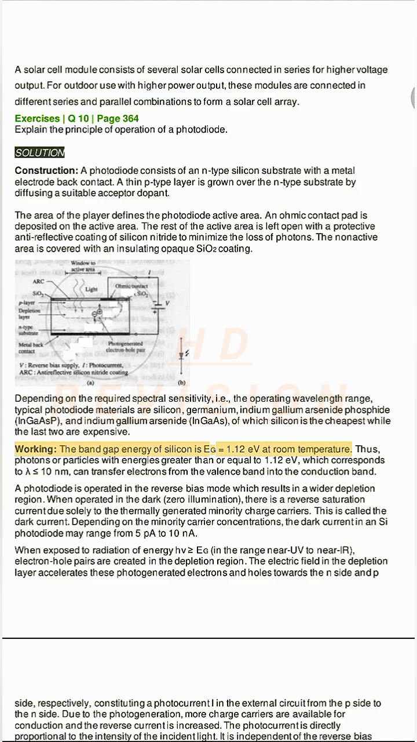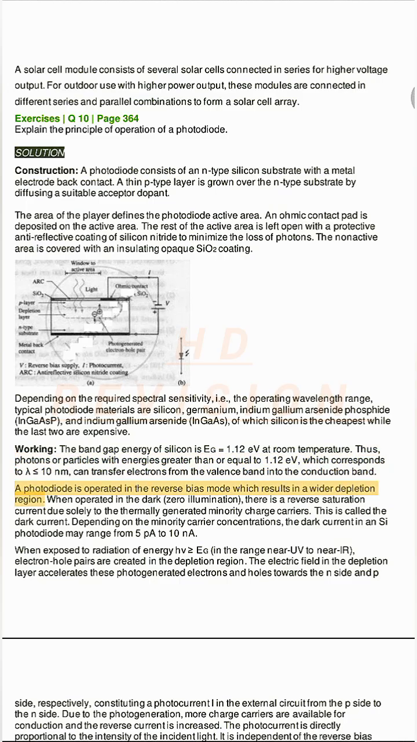Working. The band gap energy of silicon is Eg equals 1.12 electron volts at room temperature. Thus, photons, which are particles with energies greater than or equal to 1.12 electron volts, which corresponds to lambda less than or equal to 1100 nanometers, can transfer electrons from the valence band into the conduction band.